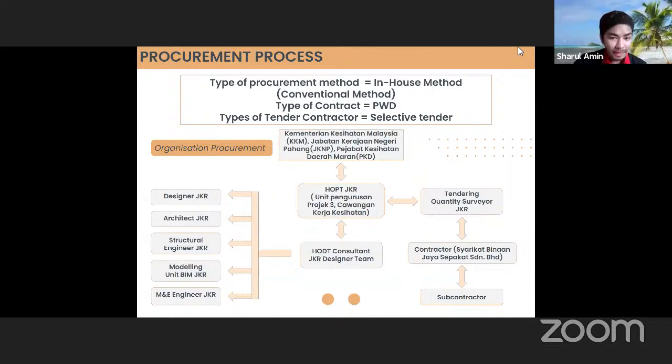And HOPT for this project is Unit Pengurusan Projek 3 Cawangan Kerja Kesihatan, and HODT is the consultant team like designer, architect, structure engineer, modeling unit BIM, and mechanical and electrical engineer. And for the tendering part, they use a quantity surveyor from JKR, and the contractor is Syarikat Binaan Jaya Sepakat Sedia Berhad, and we have 5 subcontractors for this project. Okay, next.